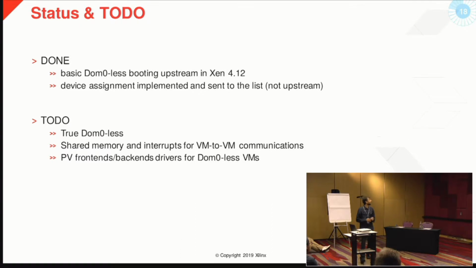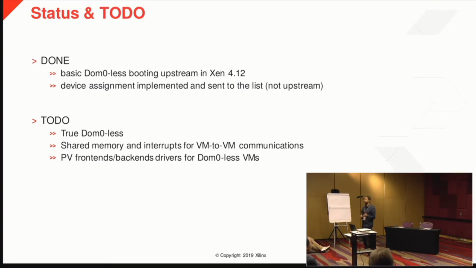Right, so what is done? Xen 4.12, which actually was released this week, yesterday or 2 days ago, I got confused with the time zone, does already have DOM0-less support. What's missing is device assignment: it has been published, the code is out there, but it is not upstream yet because it missed the merge window. True DOM0-less is missing, but it should be really trivial to do.